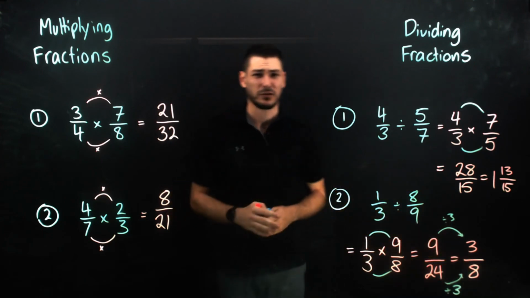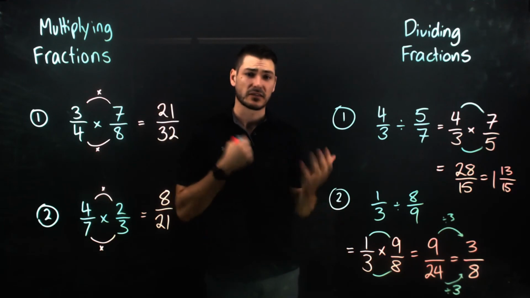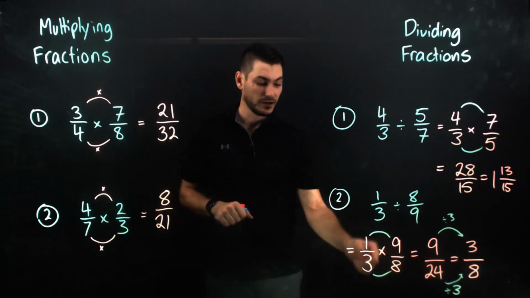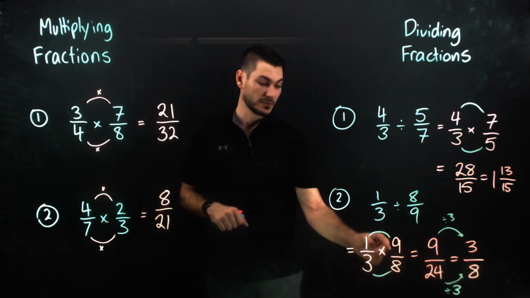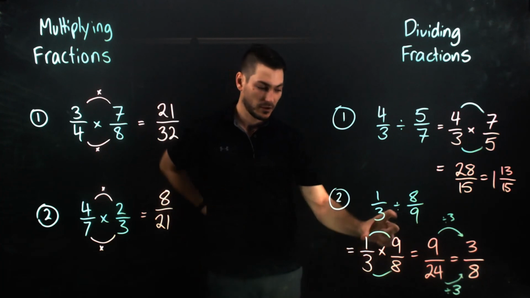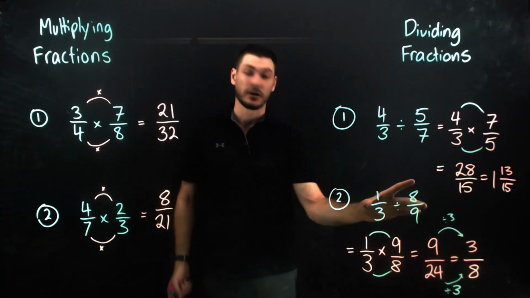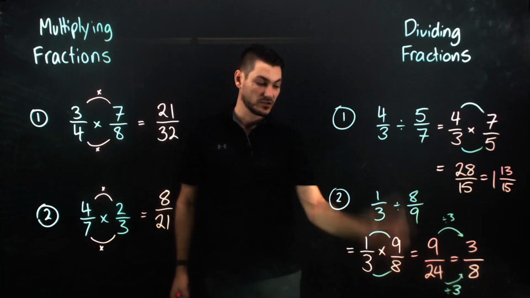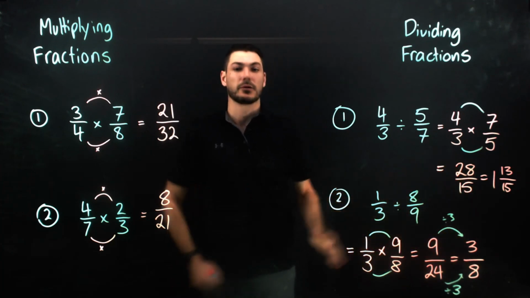Some of you, if you're already good at simplifying fractions, might have already noticed that I can simplify here, change this to 1 over 1 times 3 over 8, and that's the answer. But I just wanted to demonstrate the process first of dividing fractions, and then once you've turned it into a multiplication, just go through the process.